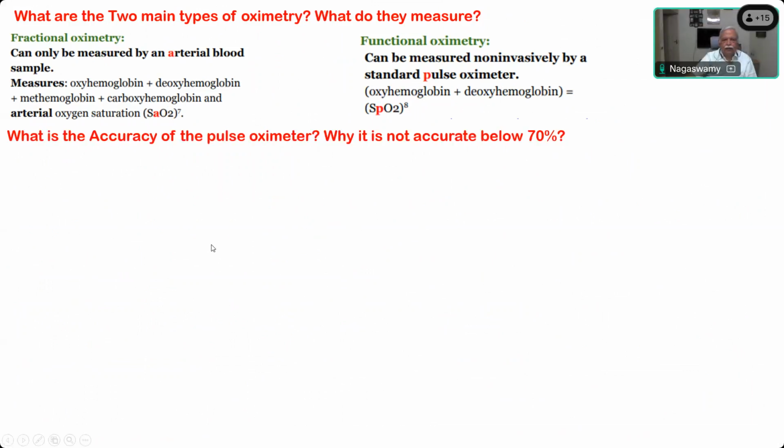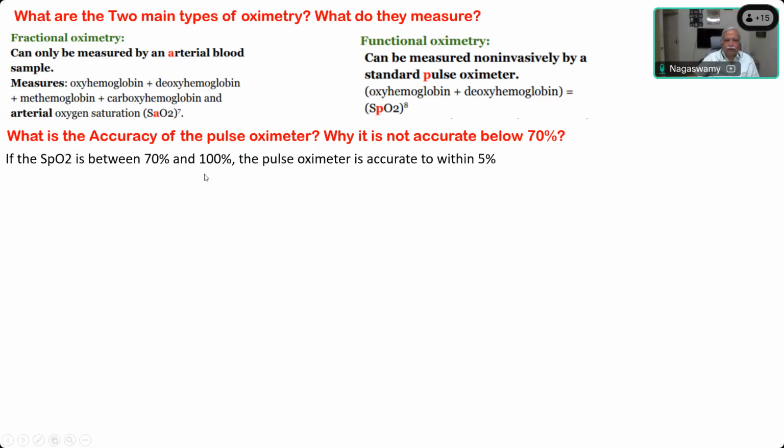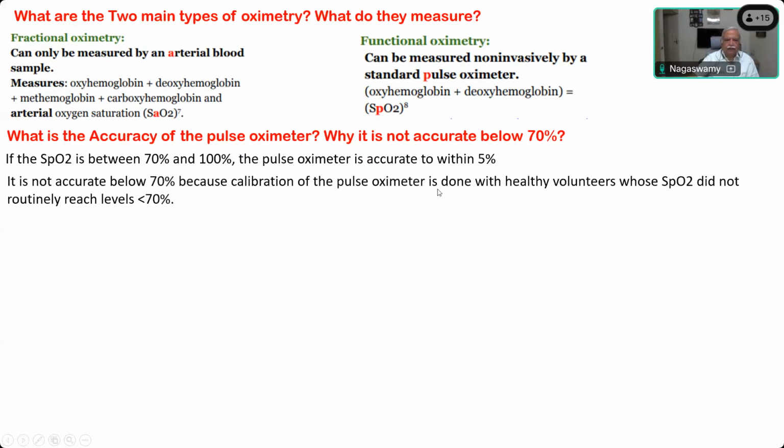So what is the accuracy of the pulse oximeter? Why is it not accurate below 70%? When the patient saturation is below 70%, will it be accurate? No, sir, because it is extrapolated using real time data from real human beings. The SpO2 between 70% and 100% is accurate within a 5% range. Whereas below 70% it is not accurate, because the calibration of the pulse oximeter is done with healthy volunteers whose SpO2 will not go down to this level. That is the reason why, whenever you find the saturation below 70%, it may not be accurate.